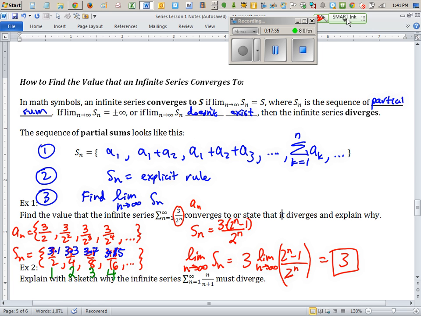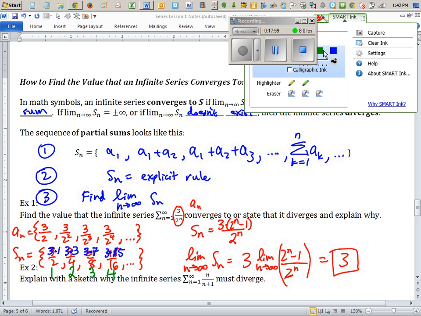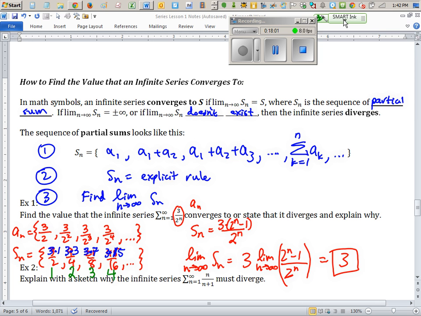So what do you get if you add 3 halves, 9 fourths, 21 eighths, 45 sixteenths, forever? 3. Interesting. So we would state that the infinite series converges to 3. Notice this is way harder than answering, does the infinite sequence converge? It's not a limit problem. This is constructing a new series, and then it becomes a limit problem. Much, much harder.